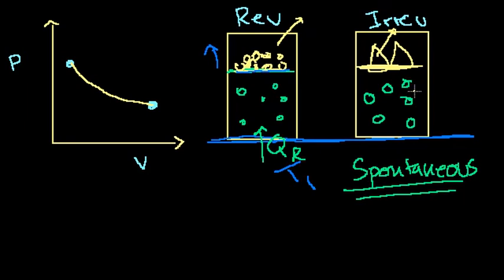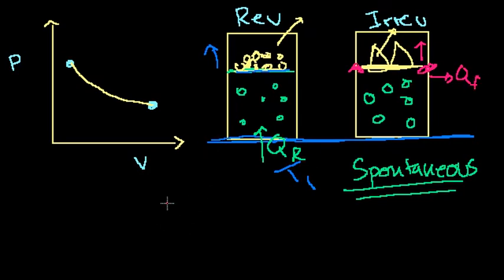Now, the other key thing in the irreversible process, and every real process in our world is irreversible, is that you're going to have friction here. You're going to have friction here. As this moves up, it's going to rub against the side of the container and generate heat of friction. So let me call that heat of friction.